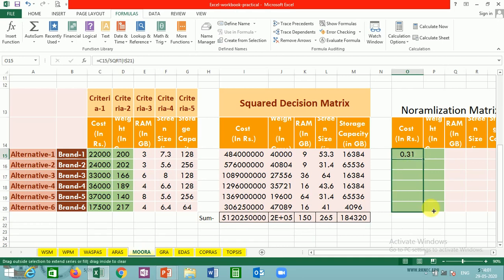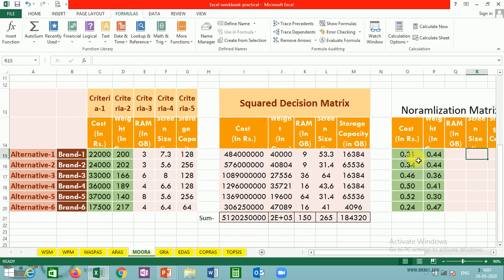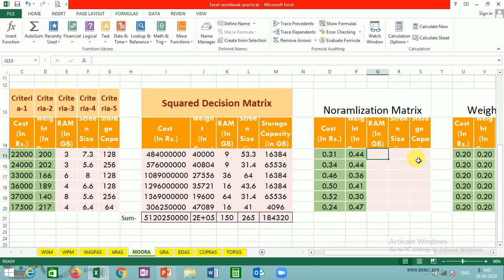You just drag it vertically first and drag it horizontally. So these are the normalized values as per the MOORA method. Now the next normalization will be done for the next value. So this value Xij divided by the square root of the sum of squares of this value. So sum of squares, so this is the value.